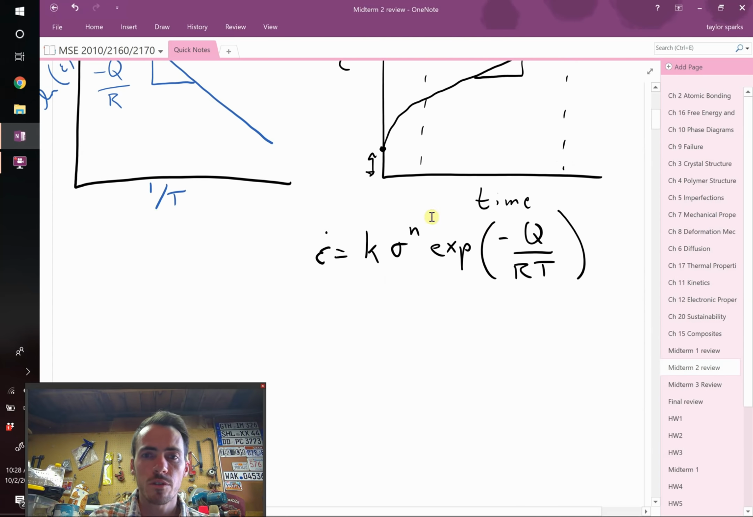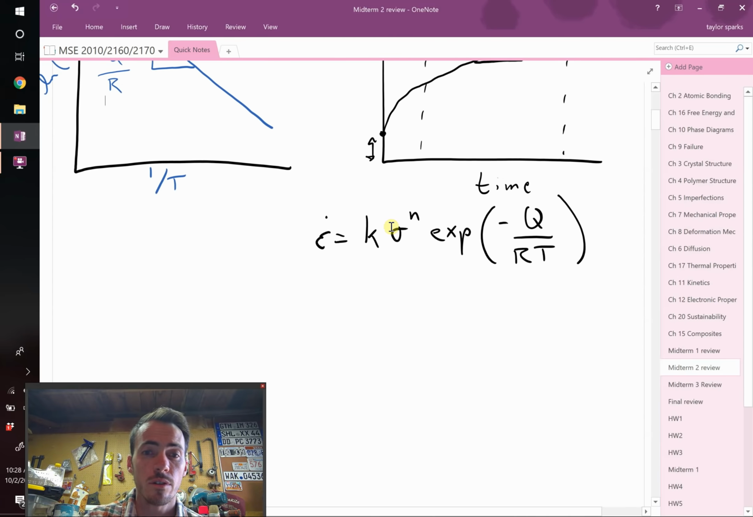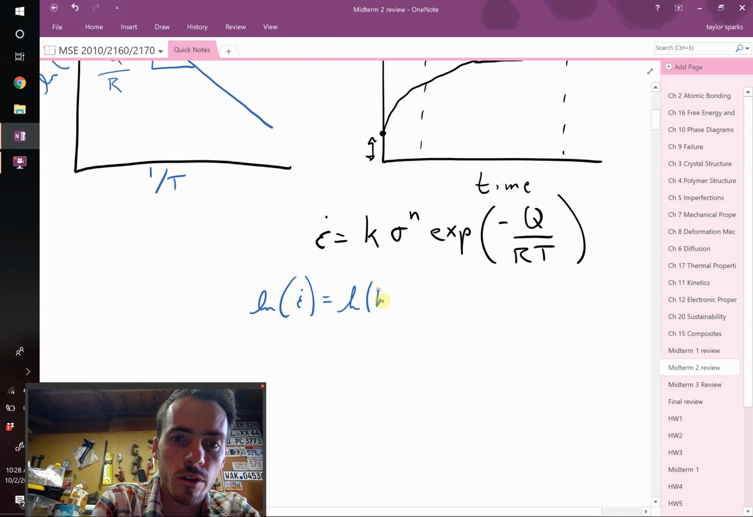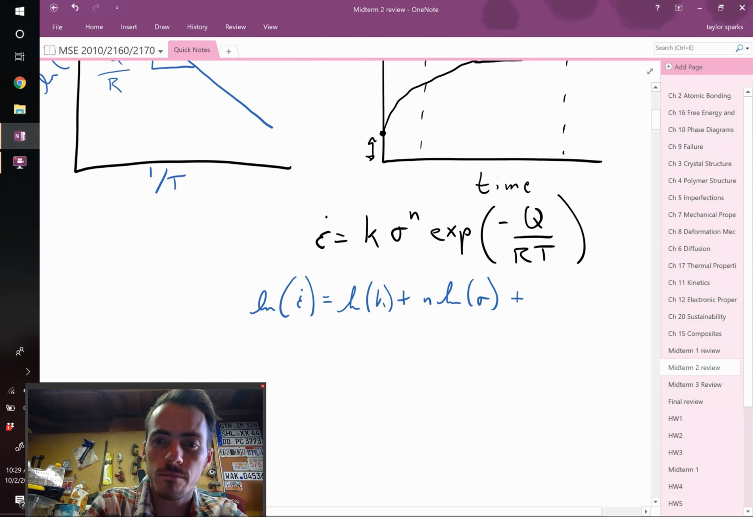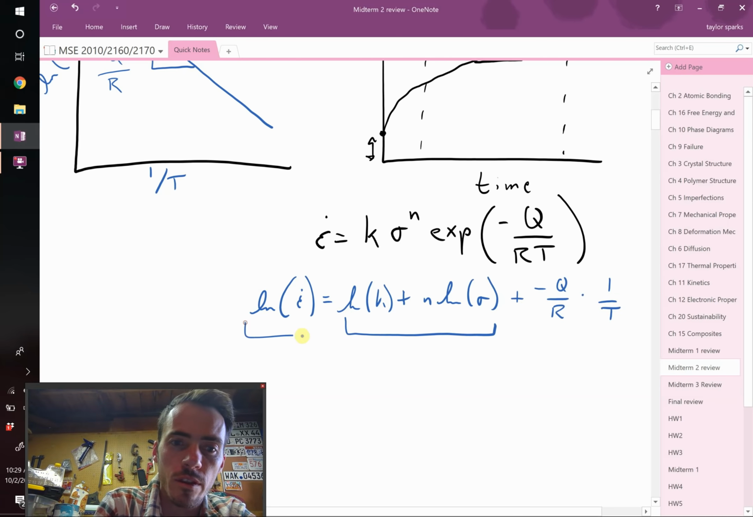Well, if we start with this expression, it is not linear. And the only way to make it look linear is to put it on a log axis, or by taking log or natural log of the strain rate. So let's go ahead and do so. If we take natural log of the strain rate, that's going to equal natural log of K plus n times the natural log of sigma plus negative Q over R multiplied by 1 over T, right? So all of a sudden this looks linear. There's our Y, that's X.